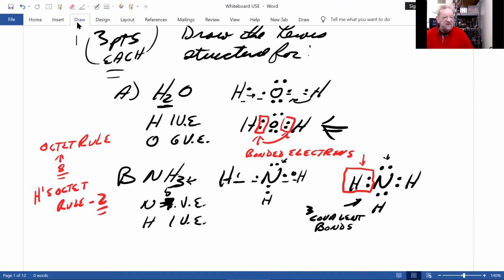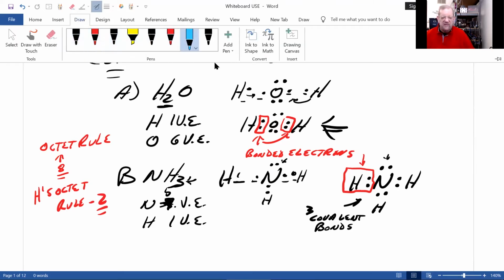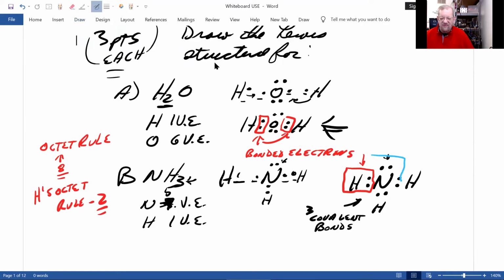However, let's look at the nitrogen. And if we look at all the electrons that nitrogen is either sharing or has alone as non-bonding electrons, we've got 2, 4, 6, 8, and it has its octet, and it's happy too. And that's why NH3 ammonia exists as NH3, because everybody has their octet. But remember, the octet for hydrogen is 2. All right.